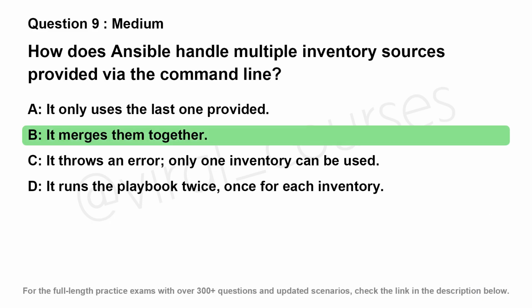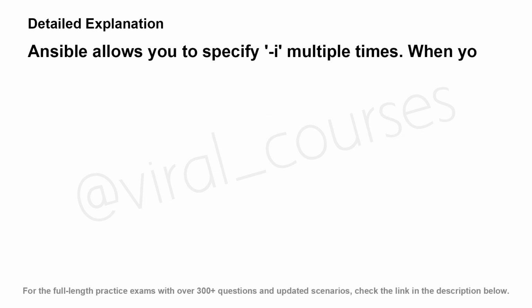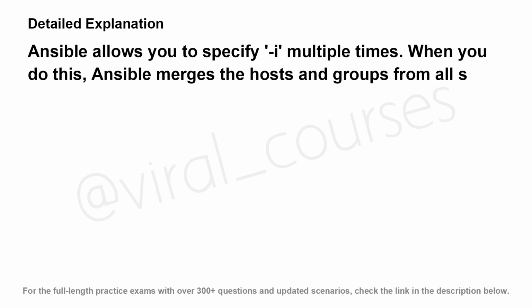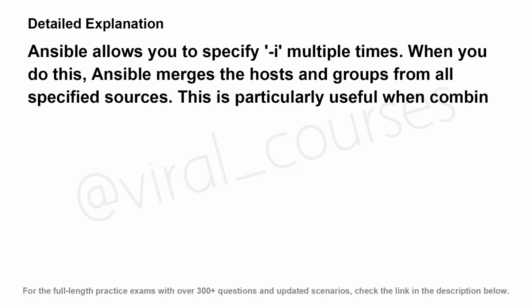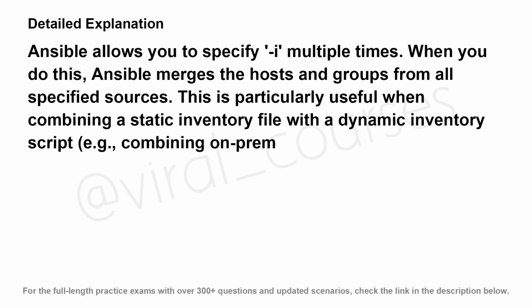The correct answer is B. Ansible allows you to specify -i multiple times. When you do this, Ansible merges the hosts and groups from all specified sources. This is particularly useful when combining a static inventory file with a dynamic inventory script, e.g., combining on-prem servers with AWS instances.